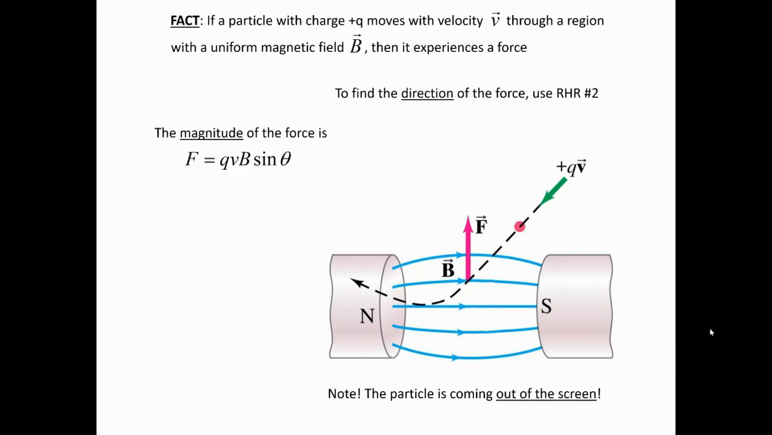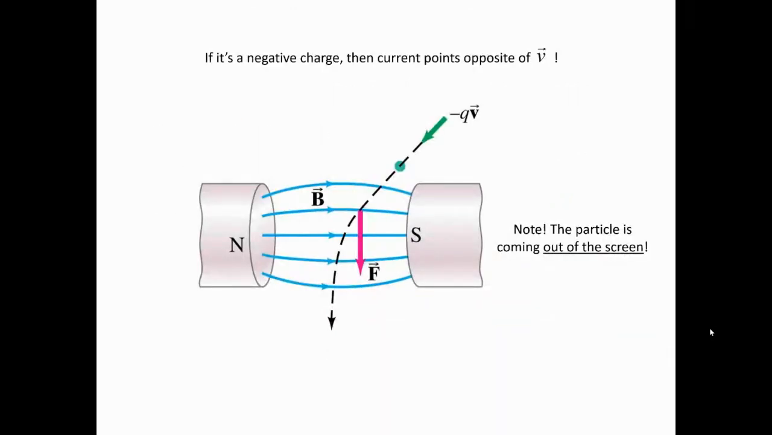Funny you should ask. It's there. If a negative charge, then the current points in the opposite direction. If a negative charge comes out of the screen, as it's supposed to be depicted here, then you have a current that goes into the screen. That's right. And here I have it in words.